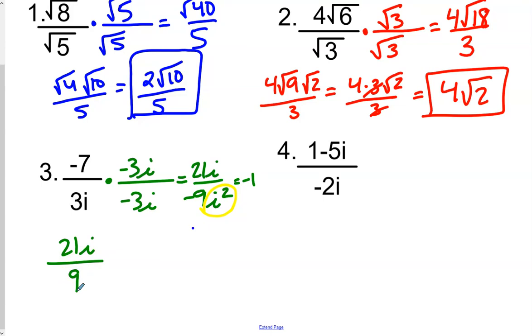So I have rationalized my denominator. My i has been removed. It is no longer there. However, just like before, even when my denominator was free of its radical, you still have to simplify. So here, 21 and 9 can both be divided by 3. So this fraction can simplify to be 7i over 3, like that.